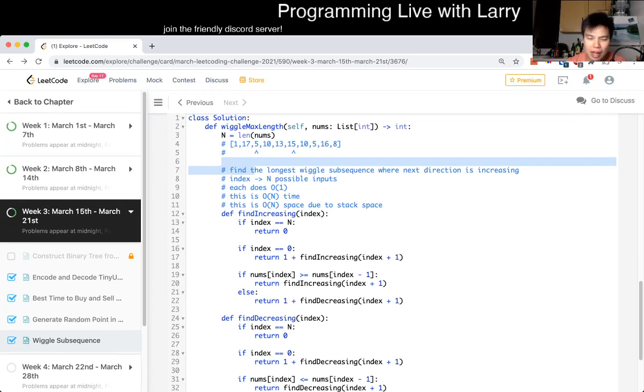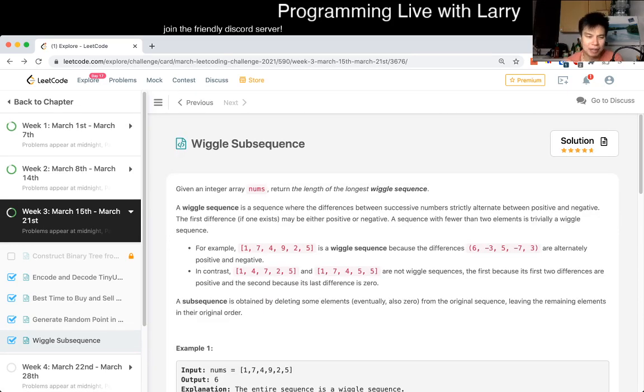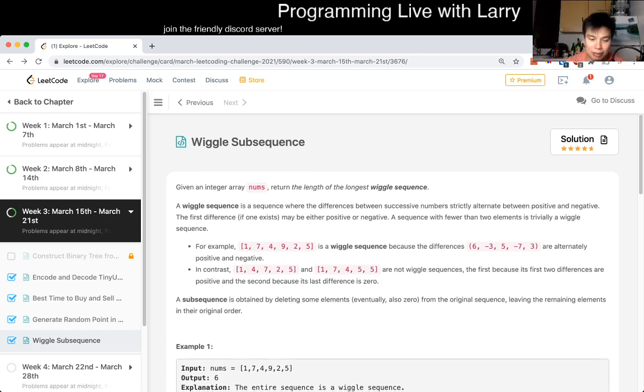Awkward. But yeah. So this is Wiggle Subsequence. It's a problem that I struggle with, though. It's not that hard of a problem according to Leetcode difficulty, but sometimes you just have bad days.